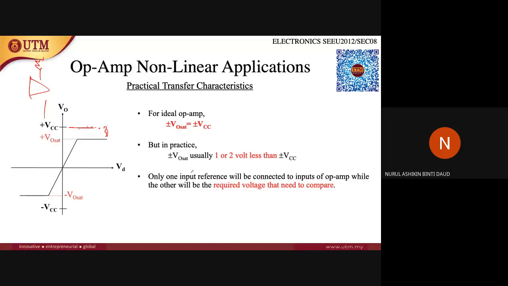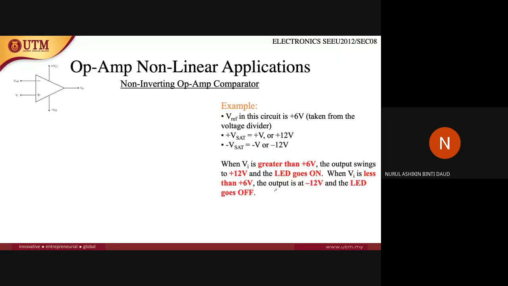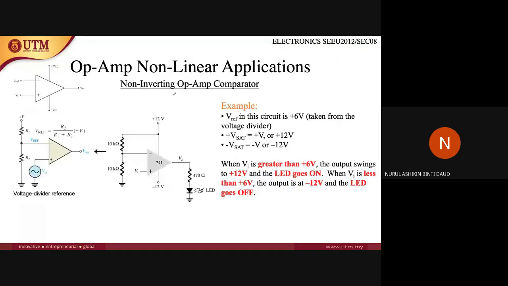Only one input reference will be connected to the input of the op-amp, while the other will be the required voltage that needs to be compared. All right, so let's look at the non-inverting op-amp comparator. Previously, we have 2 types of comparator, non-inverting and inverting, as I mentioned just now. For the non-inverting op-amp comparator, the input signal is at the positive terminal, which is the non-inverting terminal. So the configuration will look like this.